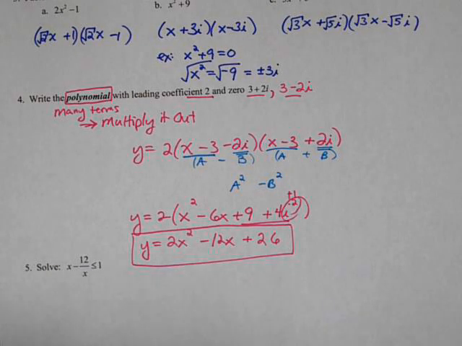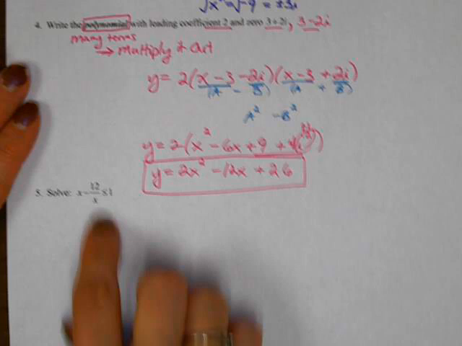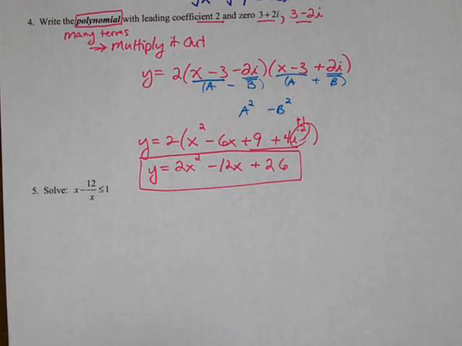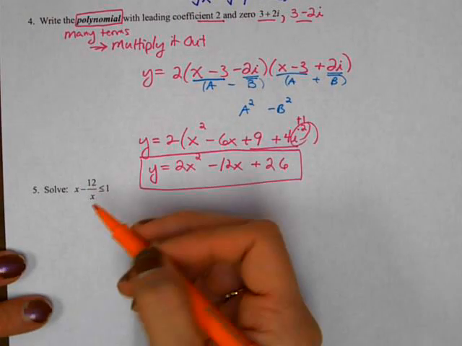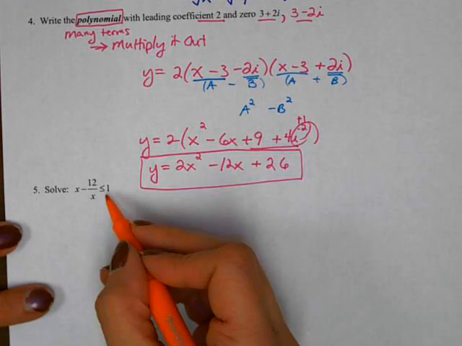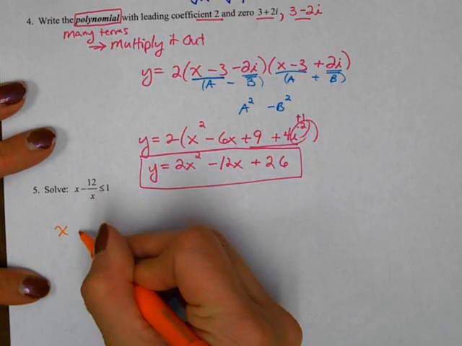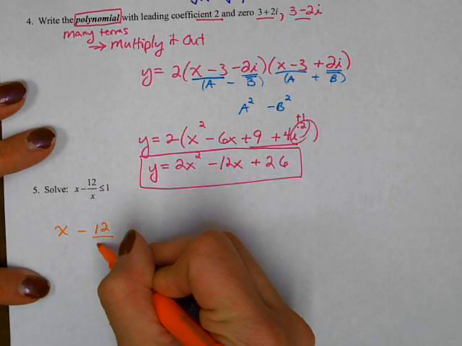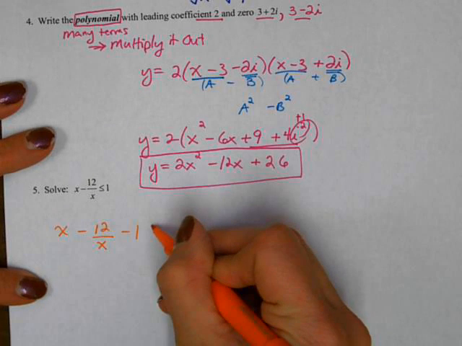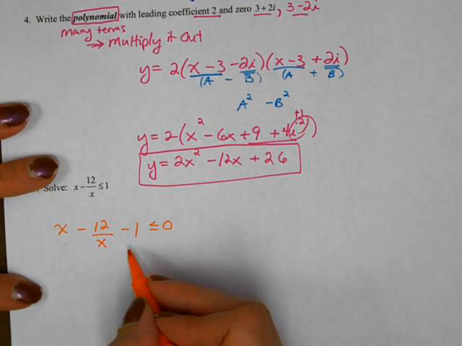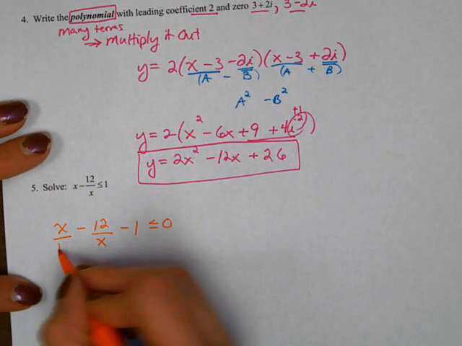Okay, the very last thing that we studied in chapter 4 was solving inequalities. But whenever you have fractions or quantities squared, you have to do a number line. So first of all, let's get everything over to one side. I've got x minus 12 over x minus 1 less than or equal to 0. And the only way to add or subtract fractions is to make common denominators.